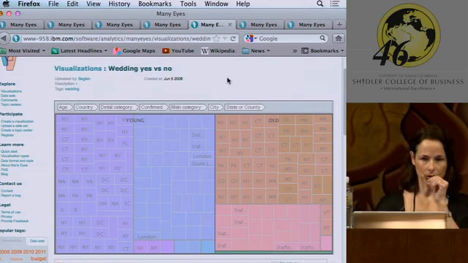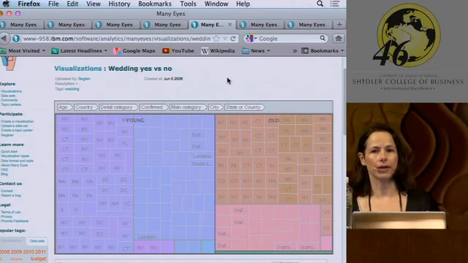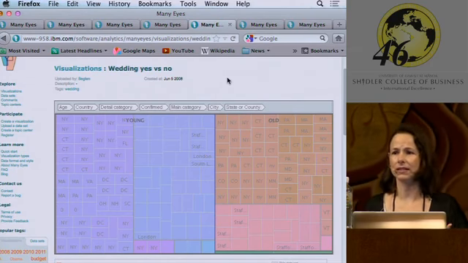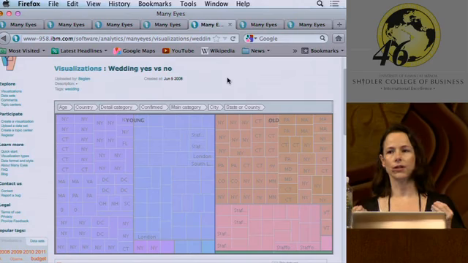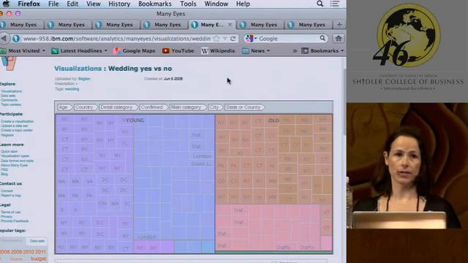The final thing I want to say about Many Eyes is that when we first launched, we had about a dozen techniques. They were all geared towards numeric data, such as this.